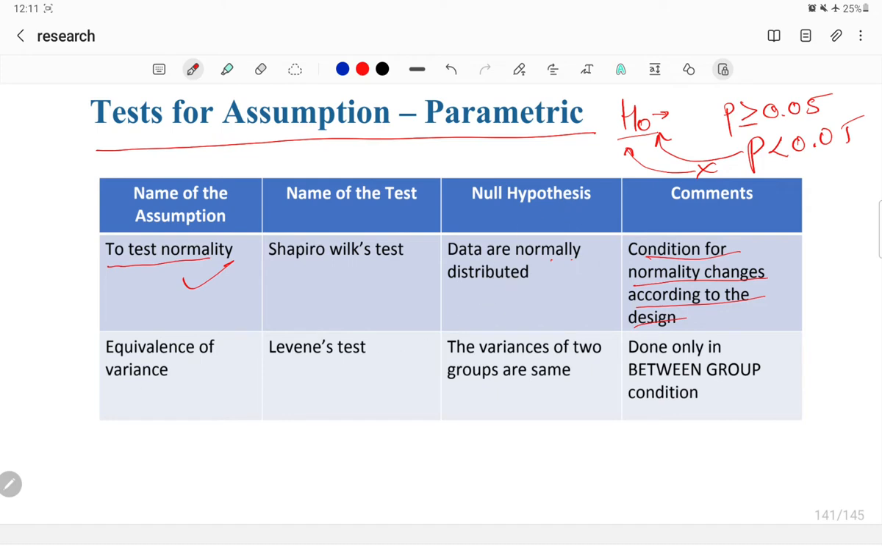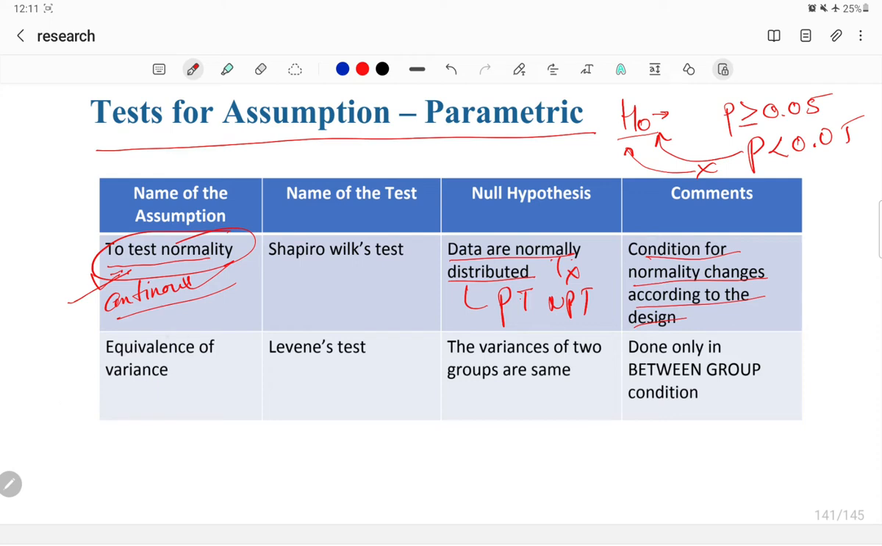Now for every continuous variable, in any test you are doing, you have to check normality. If data are normally distributed, you'll go for a parametric test. If not, a non-parametric test. So for every test you have to check the normality in continuous level of measurement.